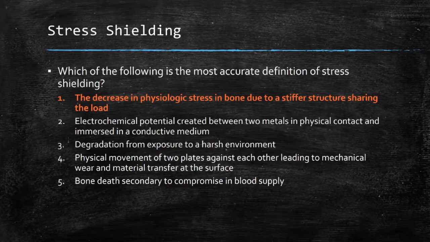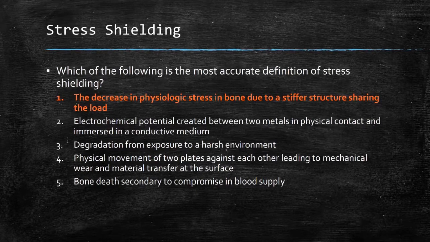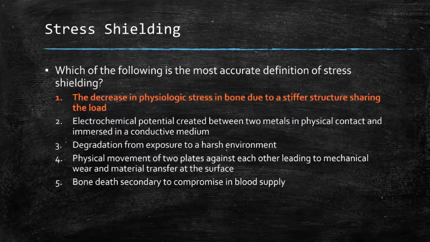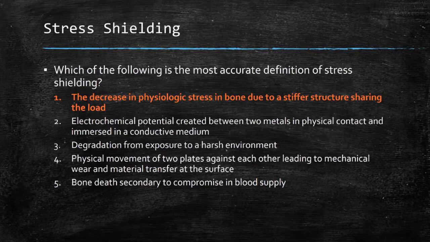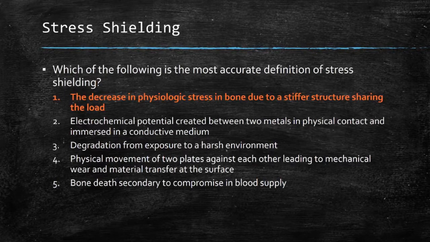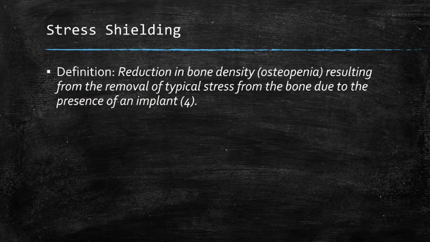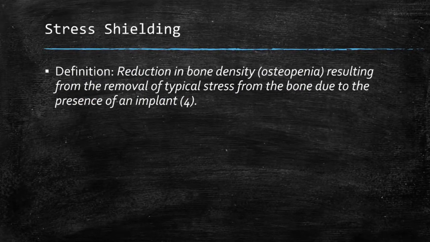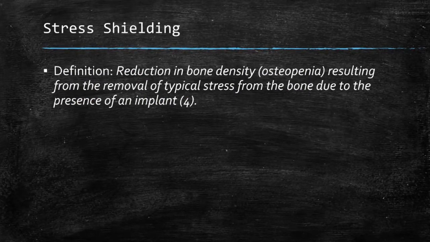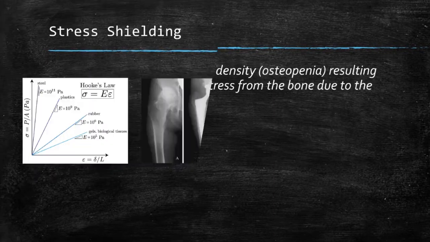Our next question asks which of the following is the most accurate definition of stress shielding. The answer is number 1, the decrease in physiologic stress in bone due to a stiffer structure sharing the load. Another way to describe stress shielding is the reduction in bone density resulting from the removal of typical stress from the bone due to the presence of an implant.